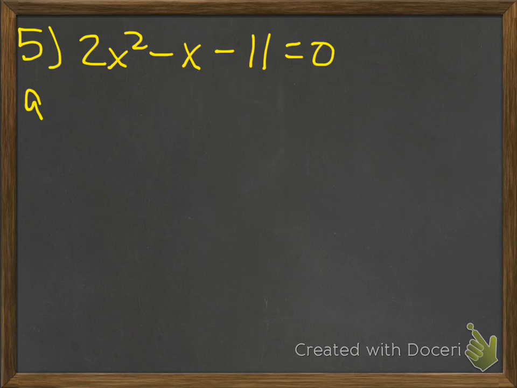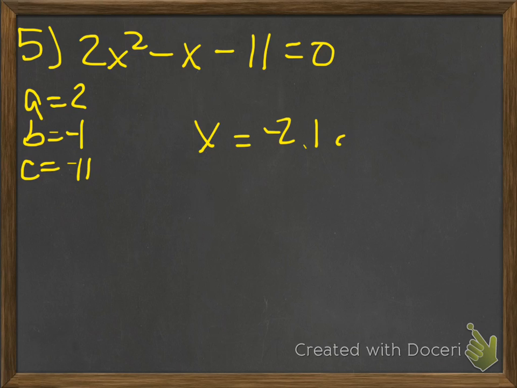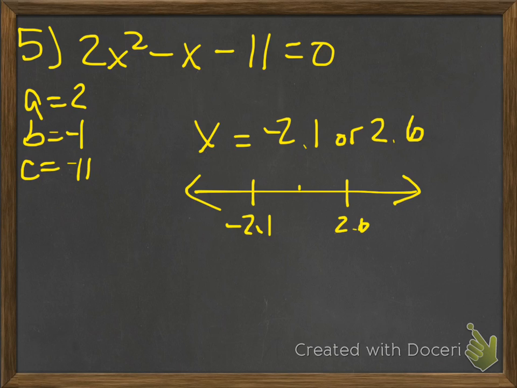You can see here I've already moved the 4 over and set it equal to 0, so -7 minus 4 is -11. So my A is 2, my B is -1, and my C is -11. Plug that into the calculator, and what I will end up with is an answer of -2.1 or 2.6. Plot that on the line, and then again I can test 0 because it's right between those two numbers.